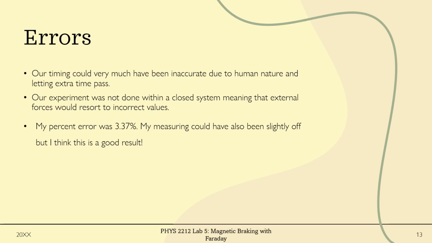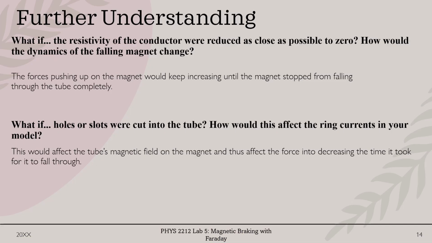And yeah, it's really similar because the percent error is 3.37%, and my measuring could have been slightly off, or my time could have been a little bit inaccurate. And also keep in mind our experiment was not done within a closed system, so external forces would result in incorrect values. And then for further understanding, what if the resistivity of the conductor were reduced as close as possible to 0?